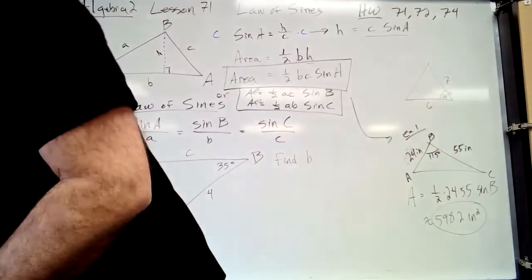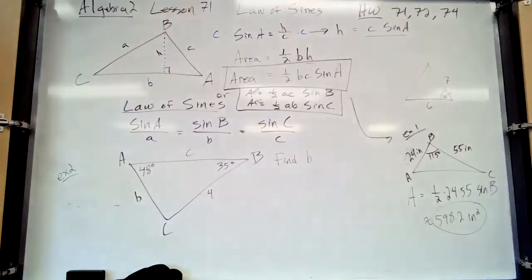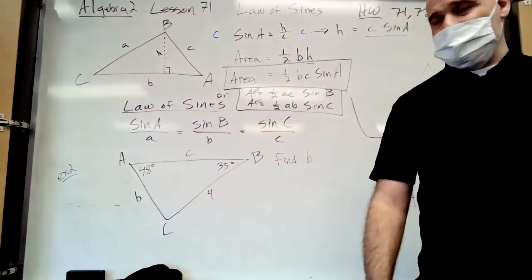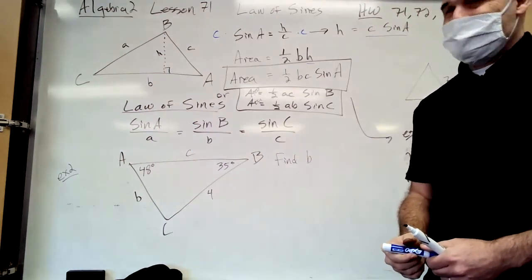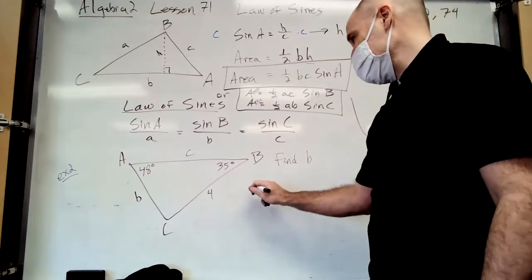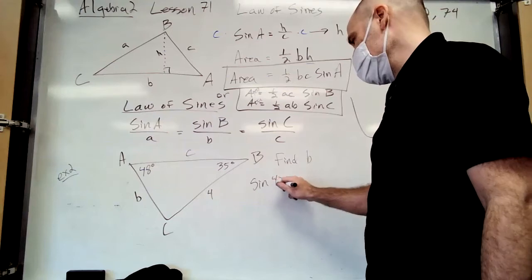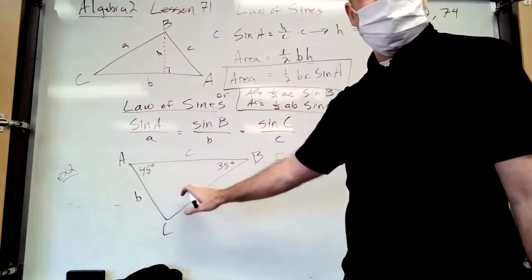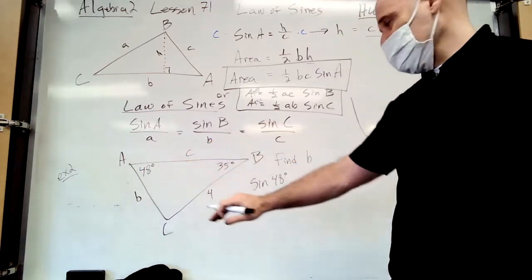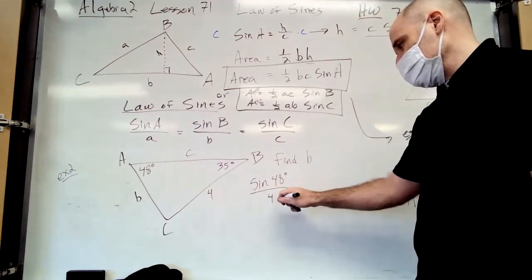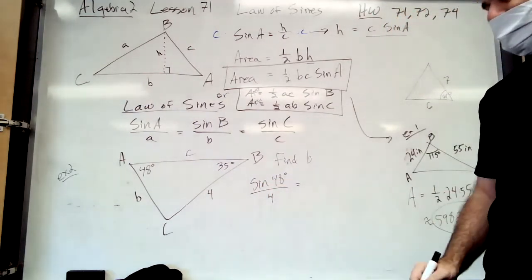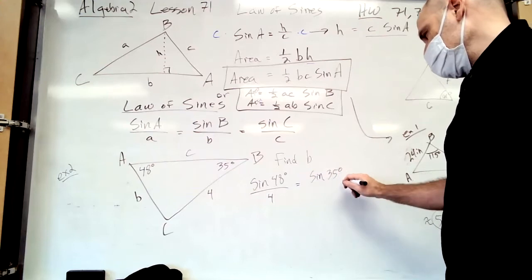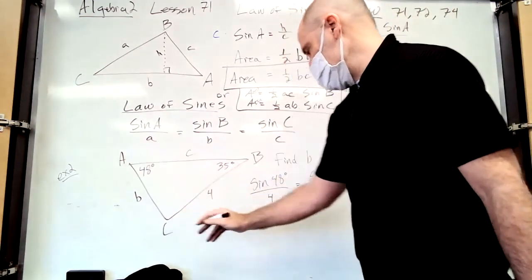Okay, so what I'm going to do is plug in what I know into this mess. Do I know the sine of A? Yeah, I can figure that out. Sine of A is sine of 48 degrees, so I figure that on the calculator. Do I know what A is? Yeah. Remember, little a is opposite angle A, so that's over 4 equals, well, do I know the sine of B? Yep, because I know B. So sine of B is going to be sine of 35 degrees, over the opposite side of B, which is B.